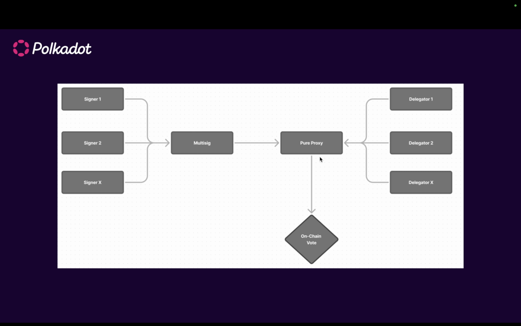You use a Pure Proxy because the address of the Pure Proxy never changes. It means that people can delegate to the Pure Proxy, and you can change the underlying account that controls the Pure Proxy, like this multisig, for example, without having to affect your delegators.